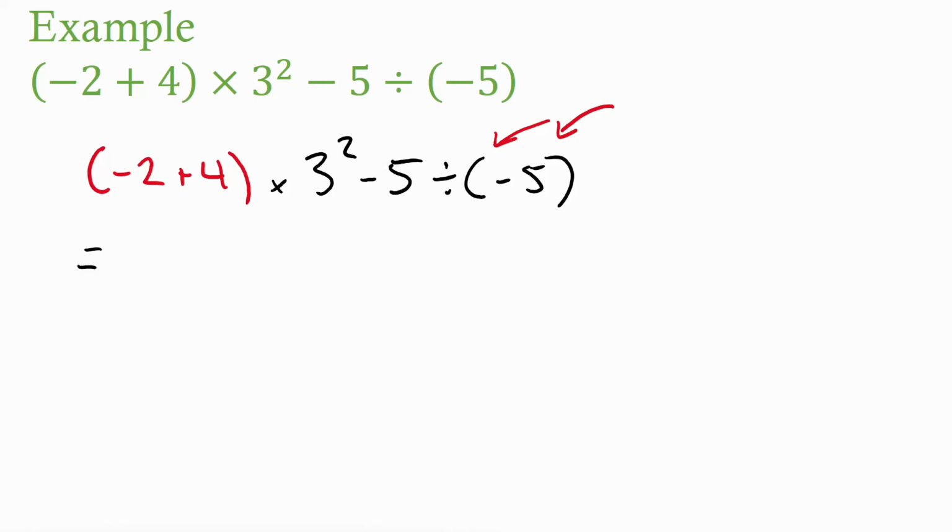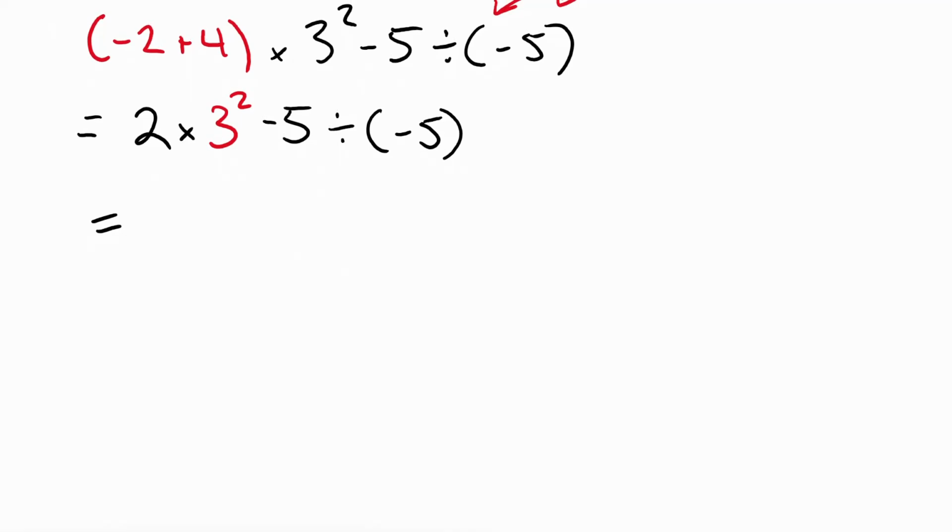So that ends up being 2. And then the next thing we're going to do is any powers. So we have this part next. Like that. So we're going to do that next. So we got equals. I'll just write this one fully out. Like that. So we're going to do our multiplication and division next.